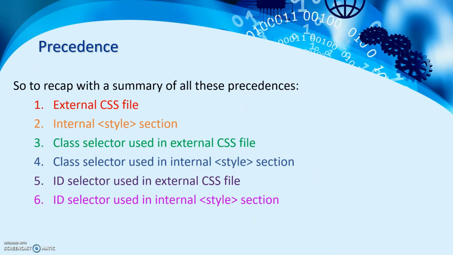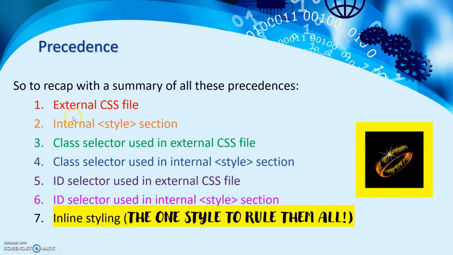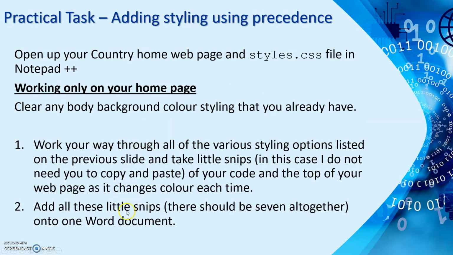Now what you could do is you could list these out, and then underneath each of them just put a little snip of your little bit of code, and then a snip of what that did to the very top of your page, and then your next little bit of code, etc. Okay, so that's your Word document.